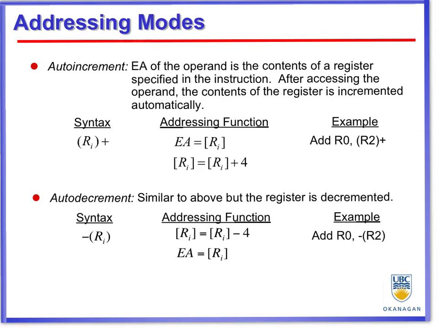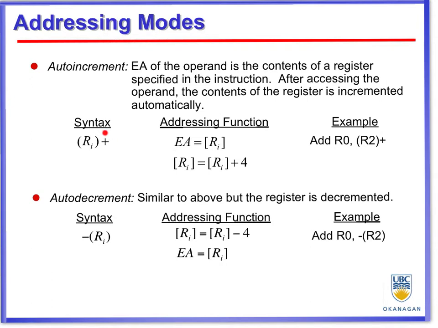Because the plus is after, it does that incrementing of the address in register Ri after it has already used the original address in Ri to get the operand. The auto decrement is obviously decrementing the address in register Ri, but because the negative sign comes before, it does it first. First the processor decrements the address in register Ri, then it takes that new address, goes to memory, and gets the operand.